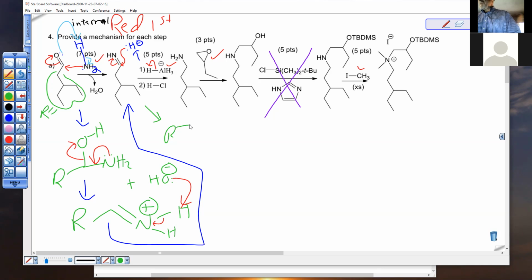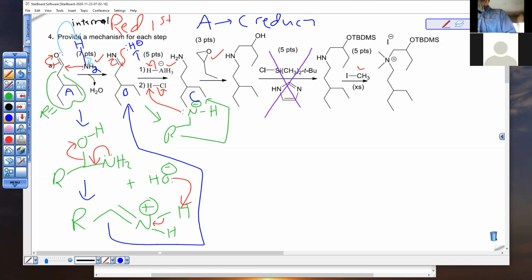R goes to anion, which needs to protonate using HCl. Giving us amine. The process going from here to the amine is called reductive amination. A to C, A, B, C, and A to C. Very useful way to make amines. That's why we had to review it.